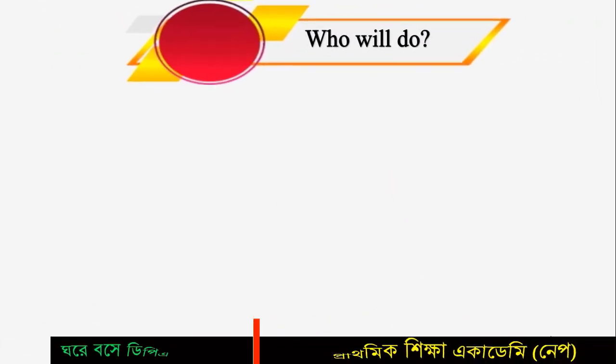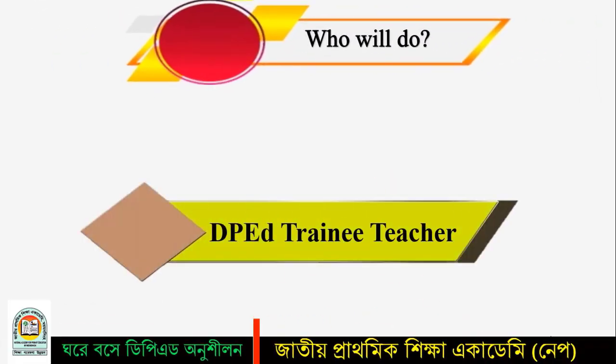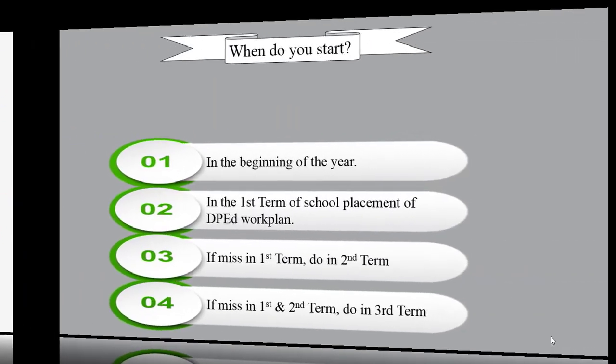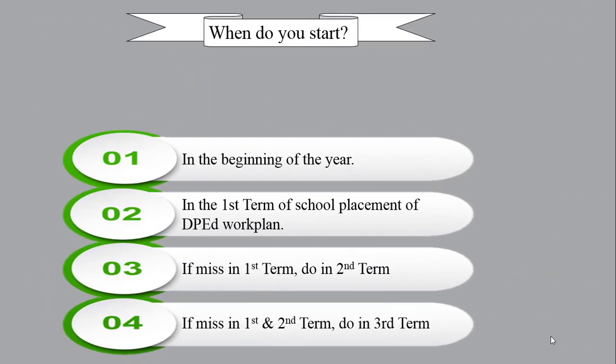Who will do baseline survey? DPED trainee teacher will do baseline survey. When do you start your baseline survey? Generally in the beginning of the year. In the DPED program, in the first term of school placement of DPED work plan. Remember, if you miss in the first term, you can do in the second term. If you miss in the first and second term, you can do in the third term.